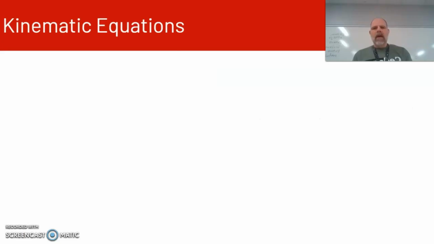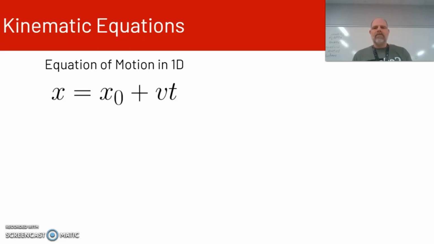Alright, so what are the kinematics equations? We've looked at these in class before. So first, the equation of motion in one dimension. This is for non-accelerated motion, for motion that is moving at a constant speed. So we have x equals x naught plus vt. So x is the final position, x naught is the initial position, v is the velocity, and t is time.